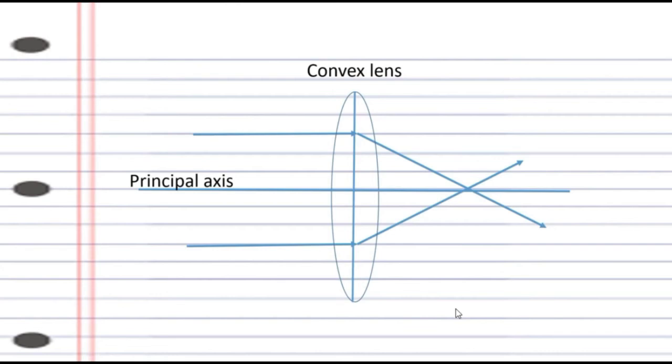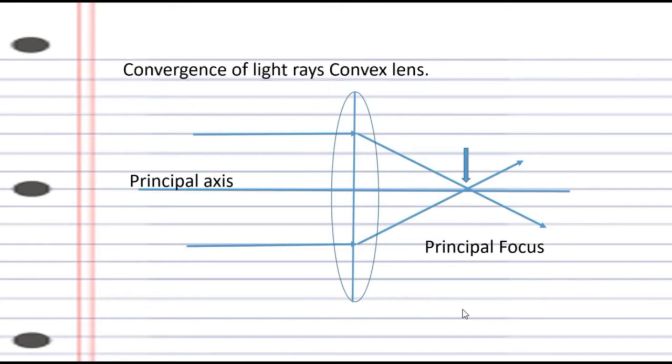Now please recall the principal axis of spherical mirrors. And the point where the light rays which are parallel to each other meet after refraction is called the principal focus. So we have a principal focus for a convex lens. Now, the diagram which you are watching on your screen is the answer for convergence of light in a convex lens.